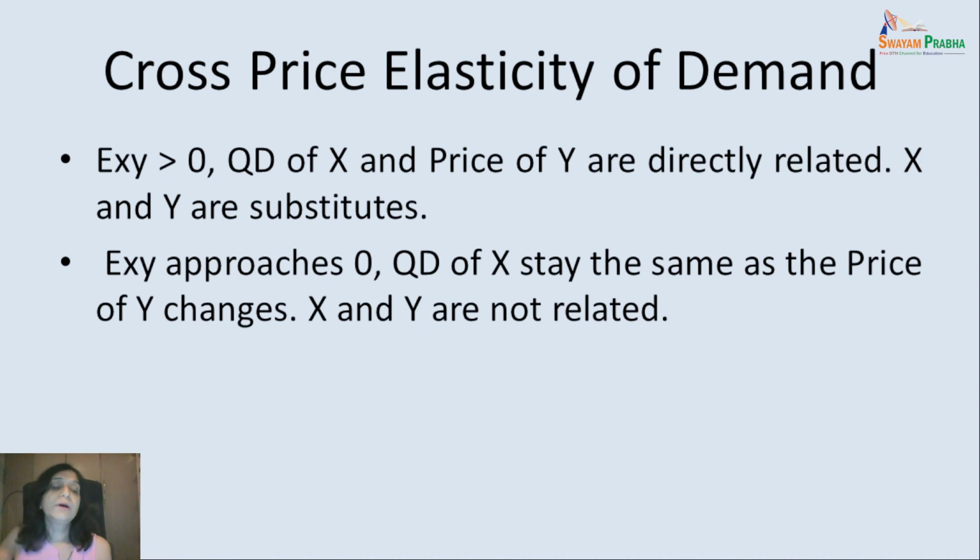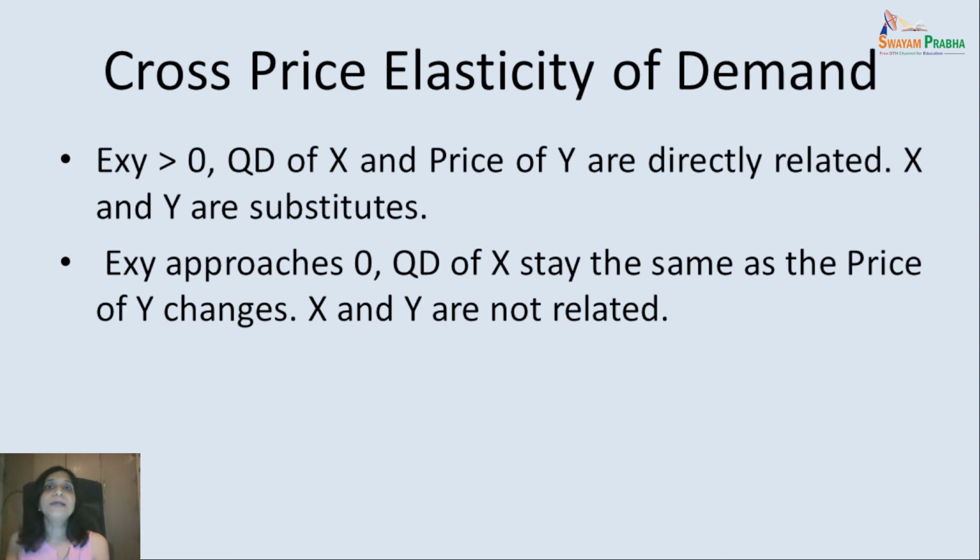If your cross elasticity is approaching 0 or it is equal to 0, this means that these two goods are not related to each other, because change in price of one did not have an impact on the change in demand of another.